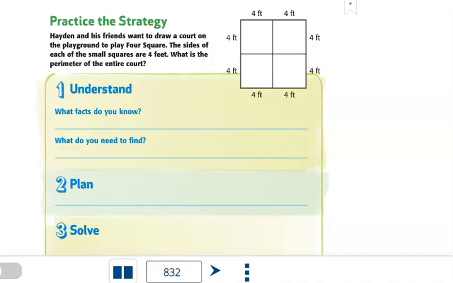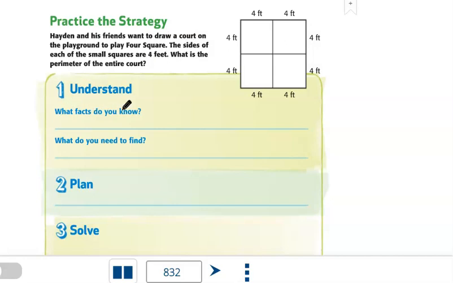Okay, and I noticed on my other videos that most of you were not doing this one. So I'm going to get you started and then leave you to finish up this one once I've given you a little bit of support to get this done. Hayden and his friends want to draw a court on the playground to play Foursquare. The sides of each of the small squares are 4 feet. So these are perfect squares that are 4 feet on each side. What is the perimeter of the entire court?